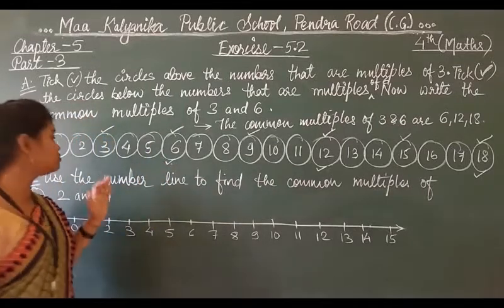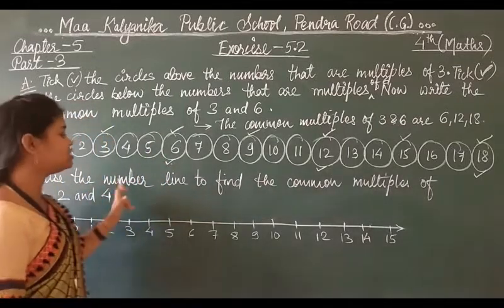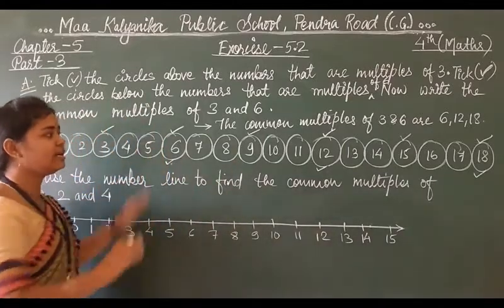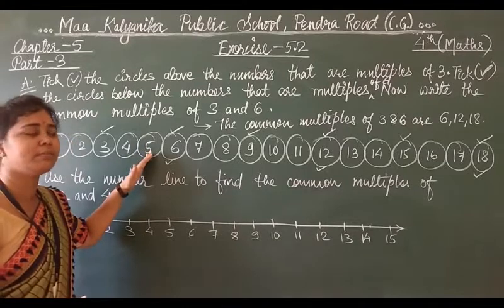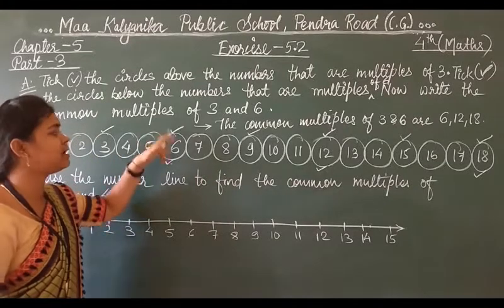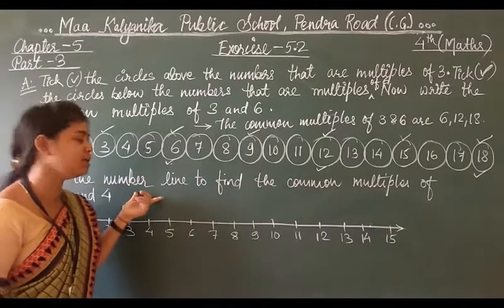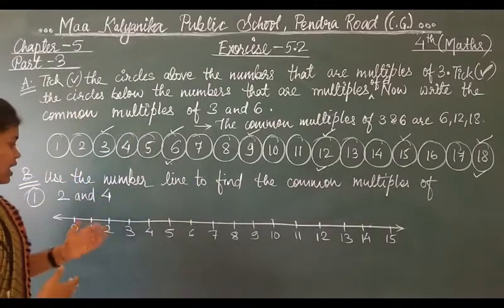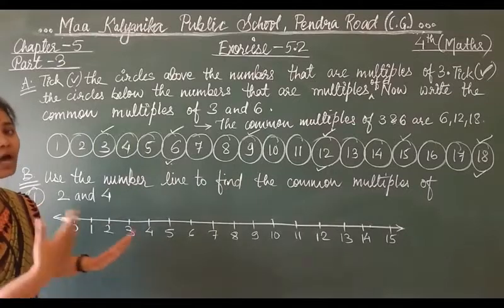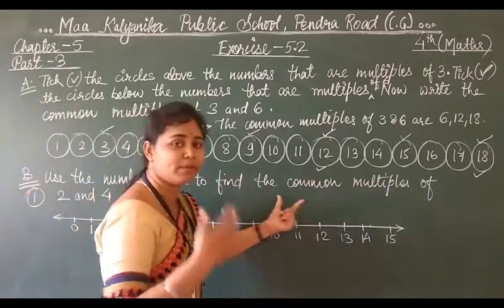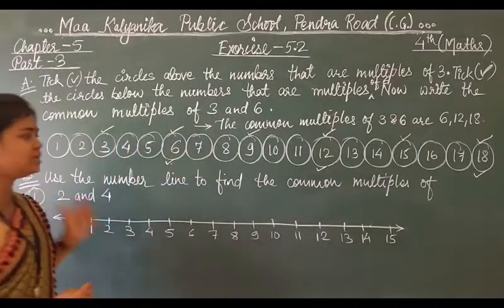So now students, moving to question number B. Use the number line to find the common multiples. Here we have used a different method to find the common multiple, okay, by writing the multiples by taking above and below. But here the second method to find the common multiple of the given numbers is using the number line. So how to use the number line for finding the common multiples of two numbers? It is very easy students.